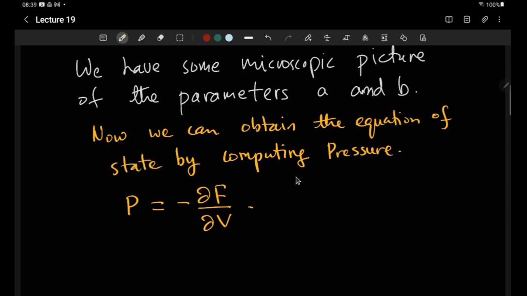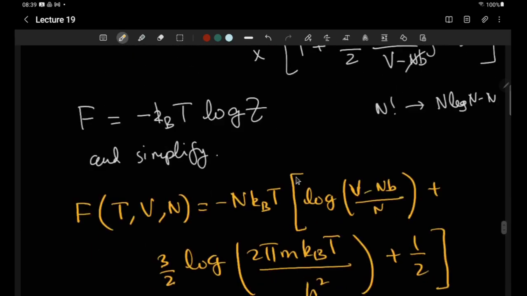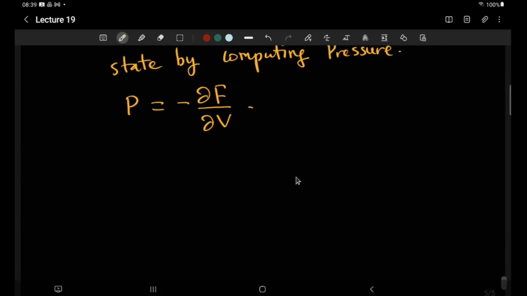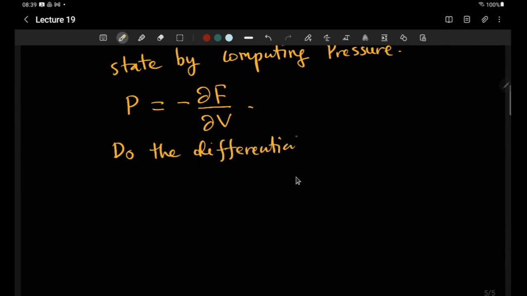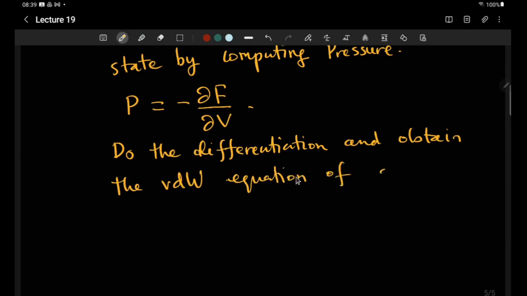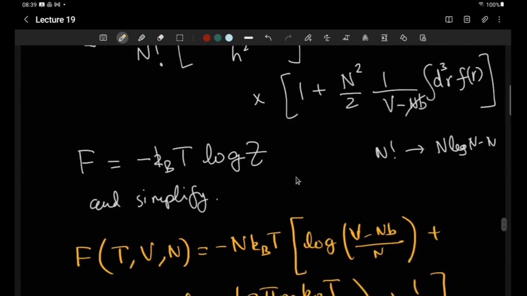Okay, and you just go ahead and do this. Lo and behold, do the differentiation and obtain the van der Waals equation of state. I don't know about you, but I think it's pretty cool. So let's come back and look at this.